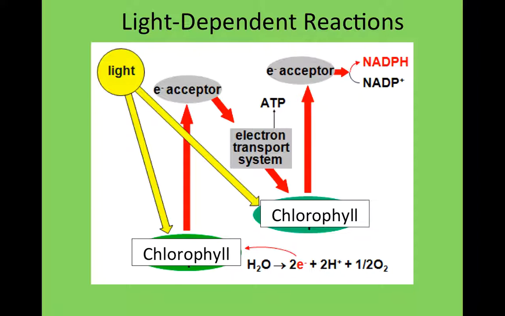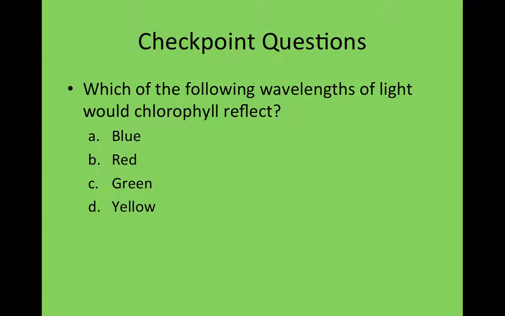And once those electrons are taken away, more electrons need to be replaced. So as we talked about before with the light-dependent reactions, water molecules are going to be split, so electrons can be added back to the chlorophyll molecules and the process can continue.